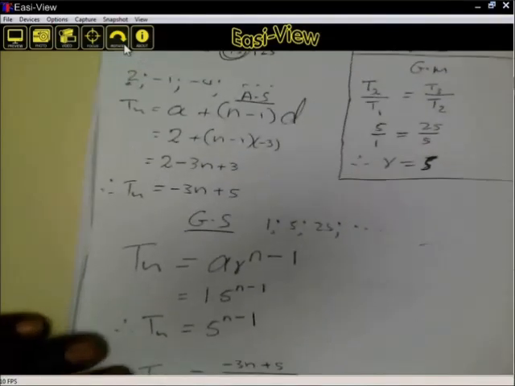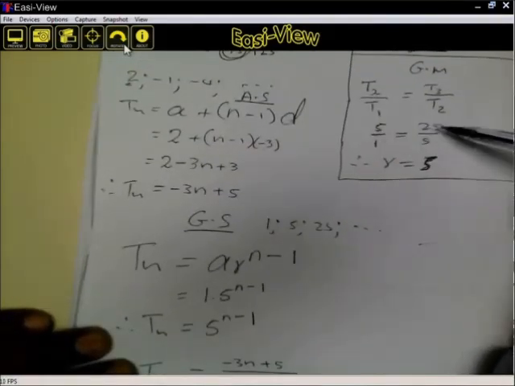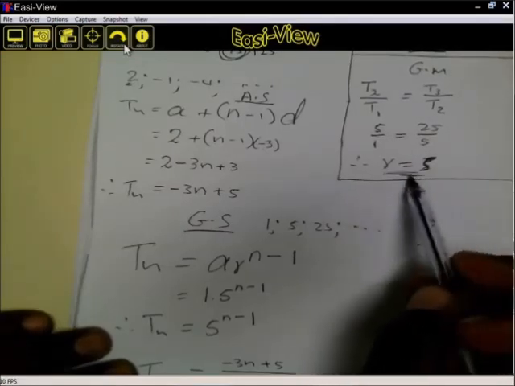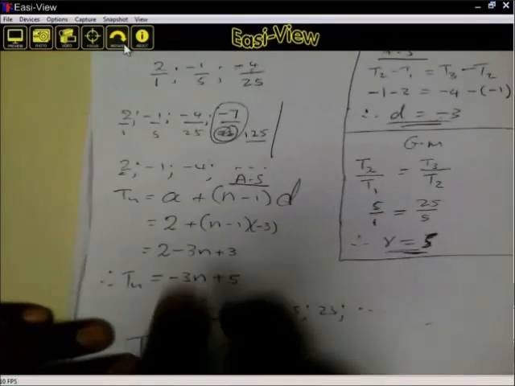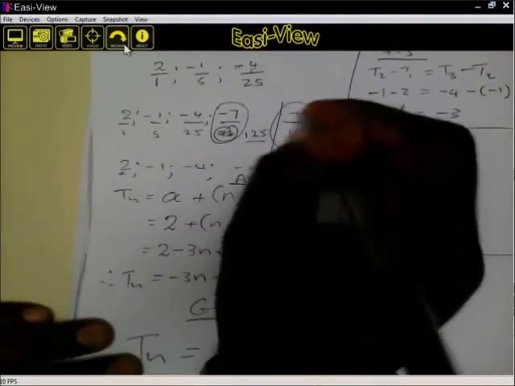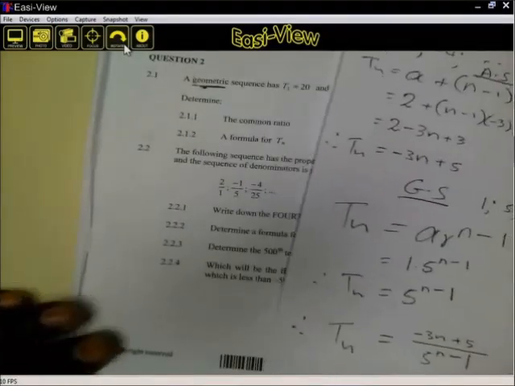Now going back a little, 5 divided by 1 is 5, and 25 divided by 5 is also 5, which means the common ratio here is 5. So we multiply 1 by 5 and we get 5, we multiply 25 by 5 and we get 125, which means the fourth term here is -7 over 125. Right. Let's look at the next question.